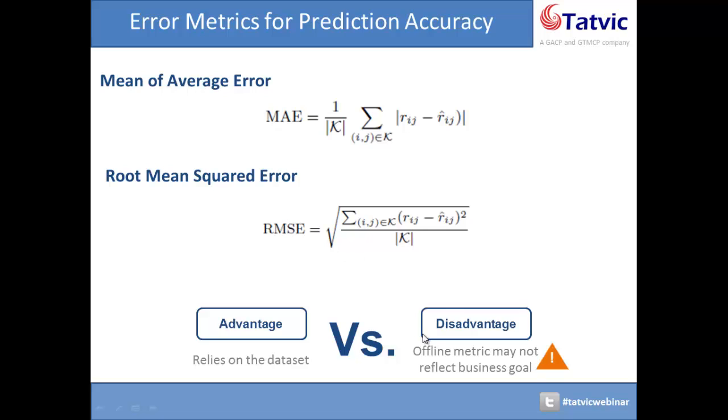But an offline metric may not reflect the business goal, which means that we cannot rely on this error metric all the time. Kushan will explain more about this disadvantage. So let me pass over to Kushan, and thank you very much for listening to me.